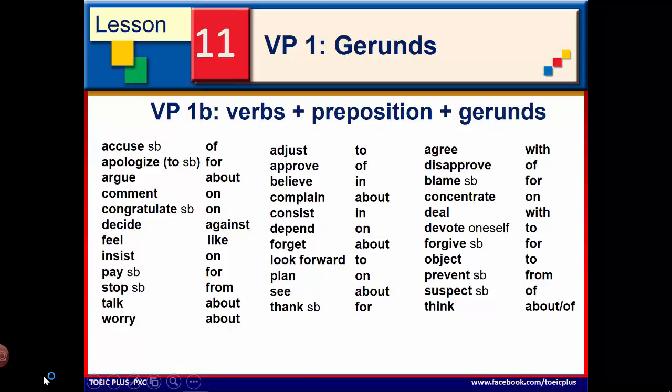Alright. Forgive somebody for. Object to. Prevent somebody from. Suspect somebody of. Think about. Think of. So after this, we use a gerund, right? She accused me of stealing her money, for example. So, can you remember what verb will go with what preposition?